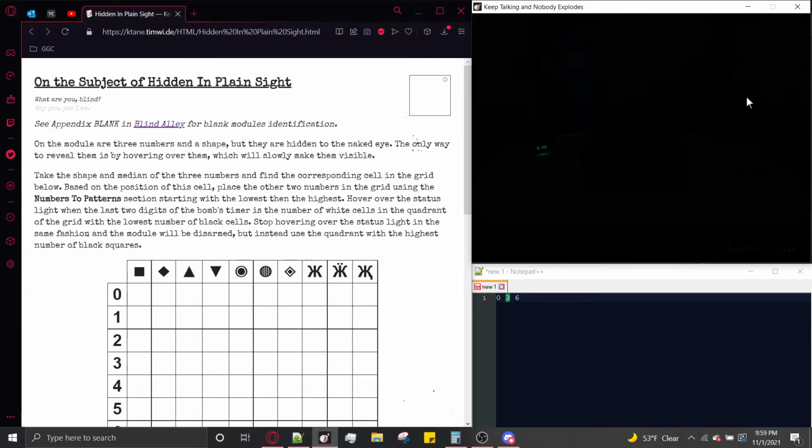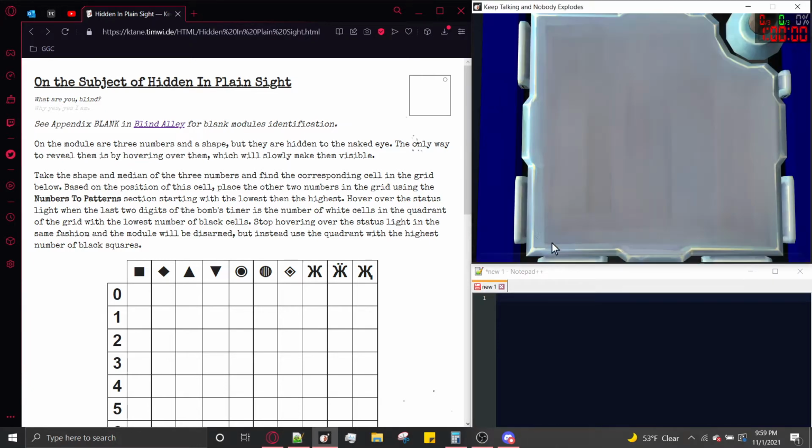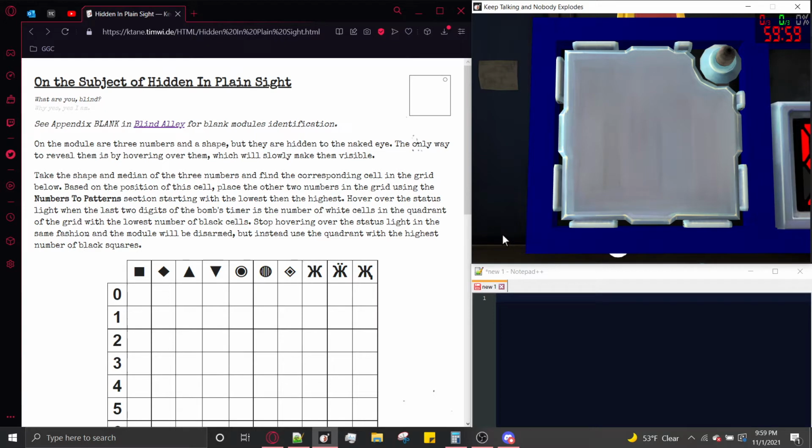This module does not require any edge work, so we can go ahead and get started as soon as we get our bomb. There is only one perfect solution, but there are clues that tell this module apart from the other blank modules. To tell them apart, keep highlighting it. As you highlight it, you will start to see something come up. So here we have the number 0. We're going to note that down.